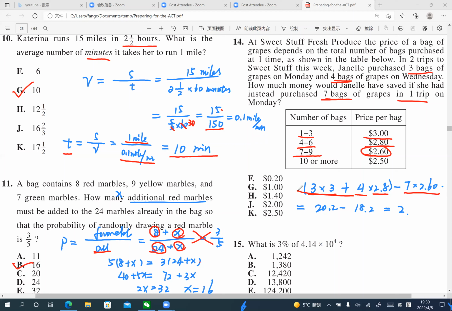So the first trip is $20.2. The second trip is $18.2. So the difference is $2. We should choose option J.